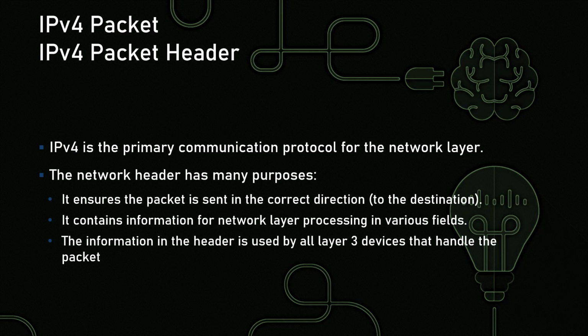It contains information for network layer processing in various fields, and the information in the header is used by all layer 3 devices that handle the packet. That is something you're going to want to make sure you familiarize yourself with as you're working with OSI, is knowing at what layer something is going to be interacting with a PDU.